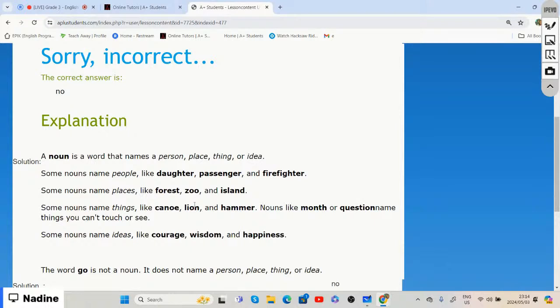If we name places, right? Then it can be forest, zoo, island, school, playground, park, right? Those are just nouns that name places. So it's basically any place that you are making mention of, but you're not giving the specific name of it, right? And then we also have things, right? Which is like canoe and lion and hammer, right?